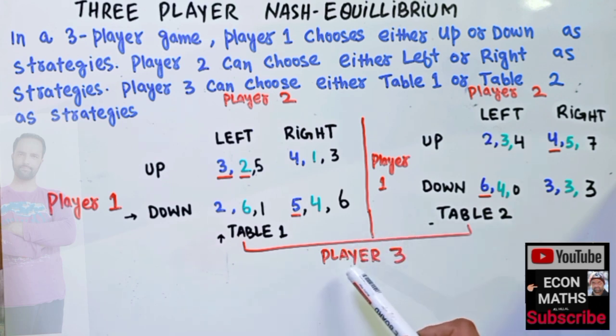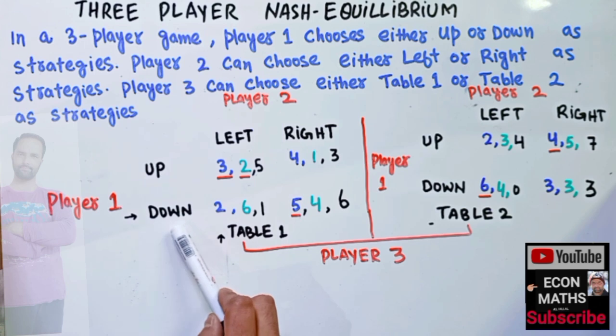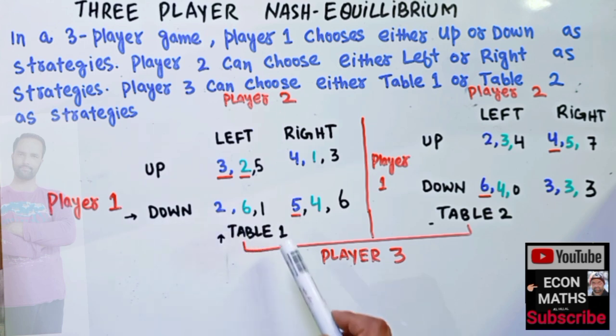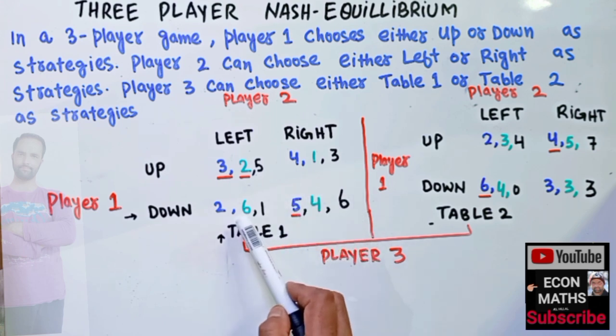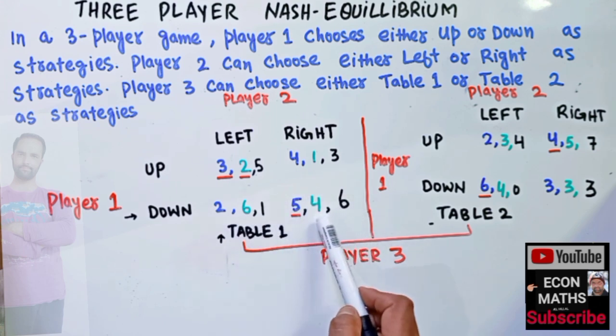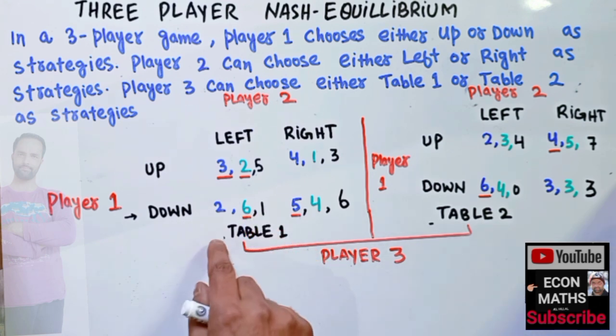Now let us suppose player 3 chooses table 1, player 1 chooses down. Again player 2 has two options, either to go left or right. Left gives him 6 payoff, right gives him 4 payoff. Obviously he will choose the better payoff, that is 6. Let's take this very cell into consideration.